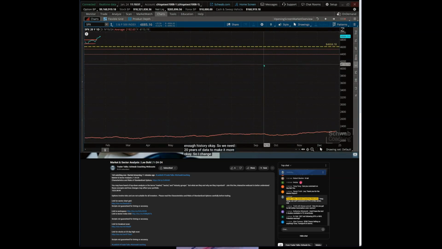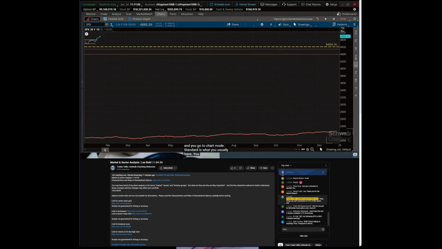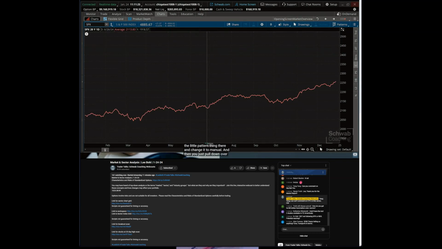And if you're unfamiliar with how to generate a seasonal chart, just let me show you how to do that. All right, you go here to Style, and you go to Chart Mode. Standard is what you usually have. You want to change that to Seasonality. All right, the next thing you want to do is, because you can't see this line very well with 20 years of data, you need to amplify it. The way you amplify it is simply go up to the top of your chart, click on a little pattern thing there and change it to manual. And then you just pull down over the seasonal line and now it'll pop up.